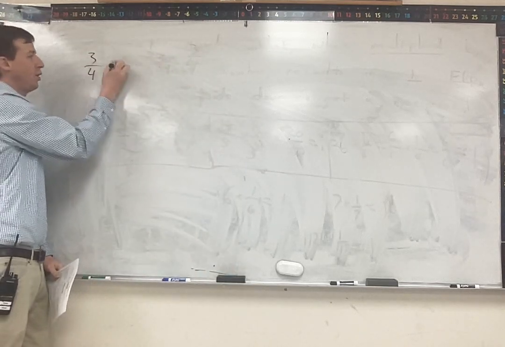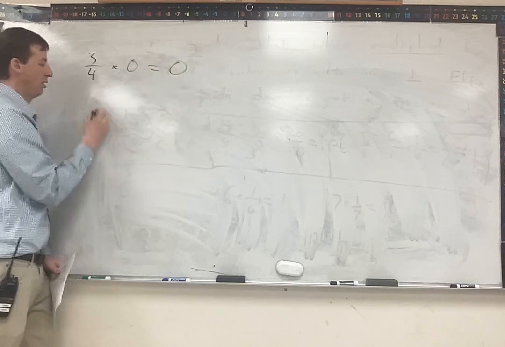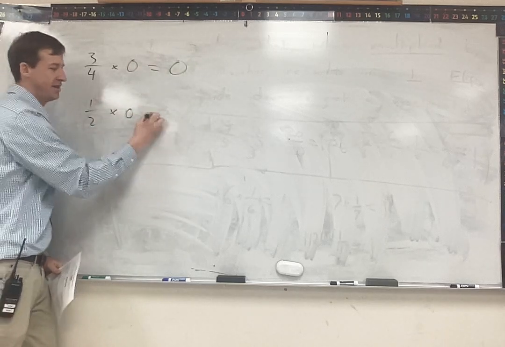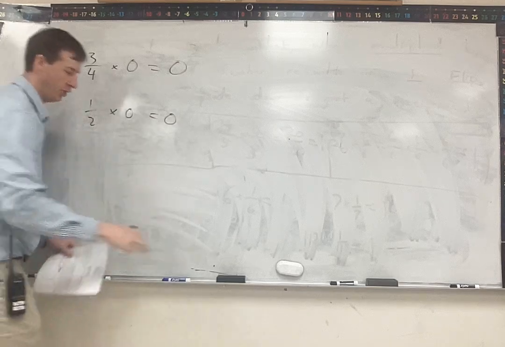So again, 3/4 times 0 is 0. 1/2 times 0 is 0. Multiply by 0, you get 0.